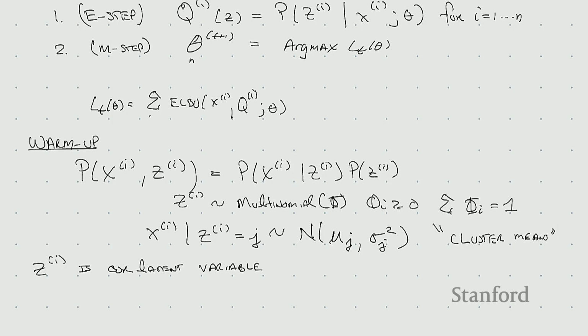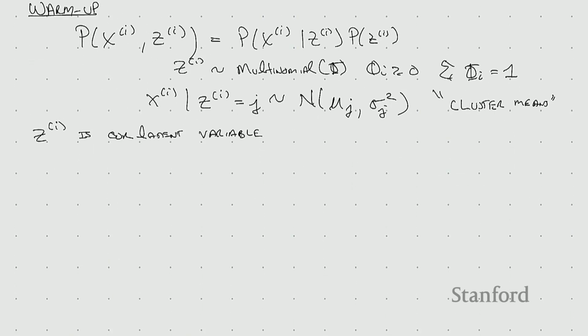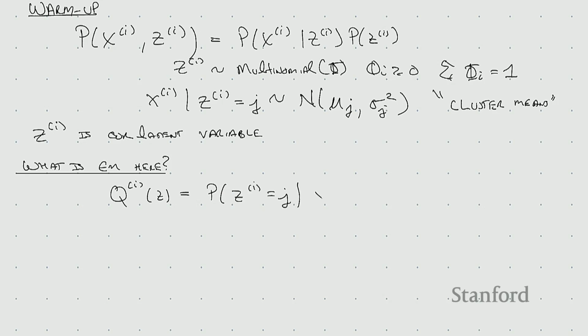All right. So let's take a look. What does EM actually do here? So what is EM? EM is very general. You can instantiate it, right? So what does it mean here? Q_i of z is going to be equal to P(z_i equals j given x_i) and so forth.